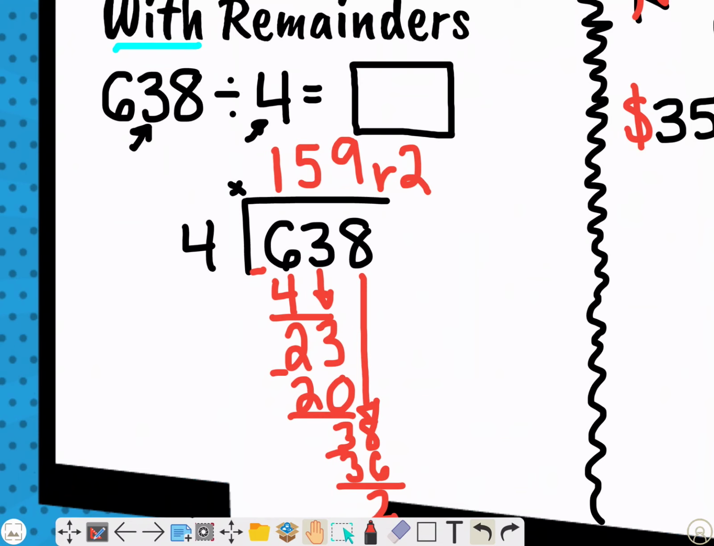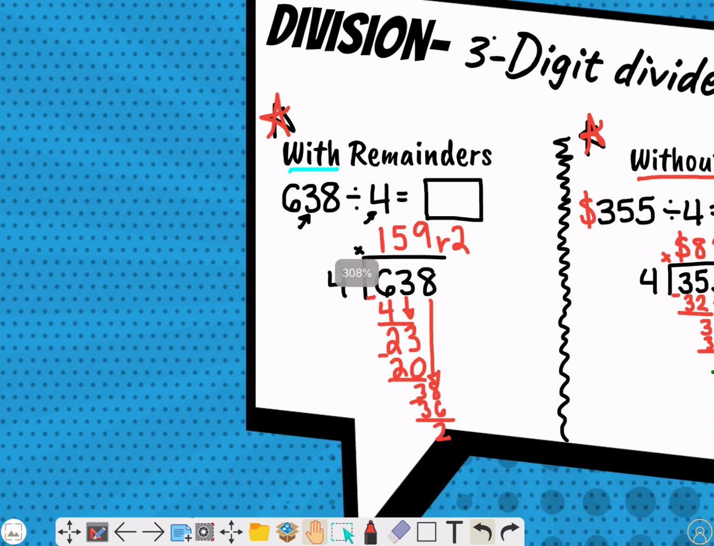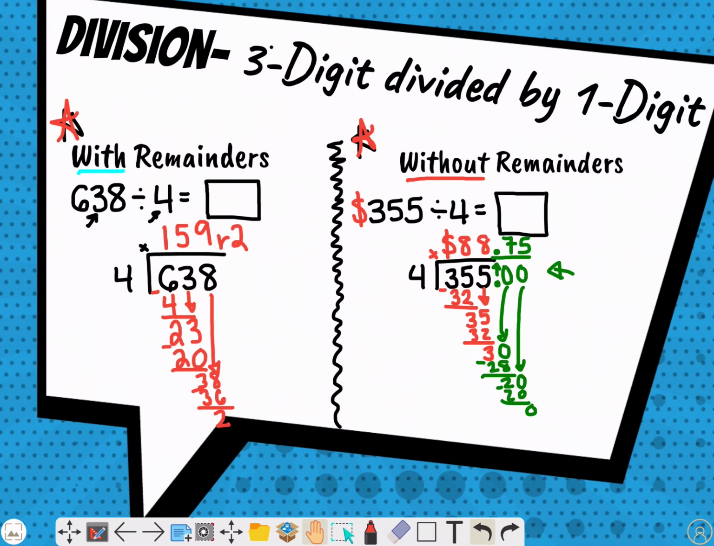And if I'm thinking about this with tires, I wouldn't break apart my 2 leftover tires into anything. So that's a good example of a remainder problem. So whenever you're dividing a 3-digit by a 1-digit number, remember your first number, your dividend, is going to go inside the house. Your divisor, which is your second number, will go outside the house. And then your quotient, which is your answer, is going to be found on the top.